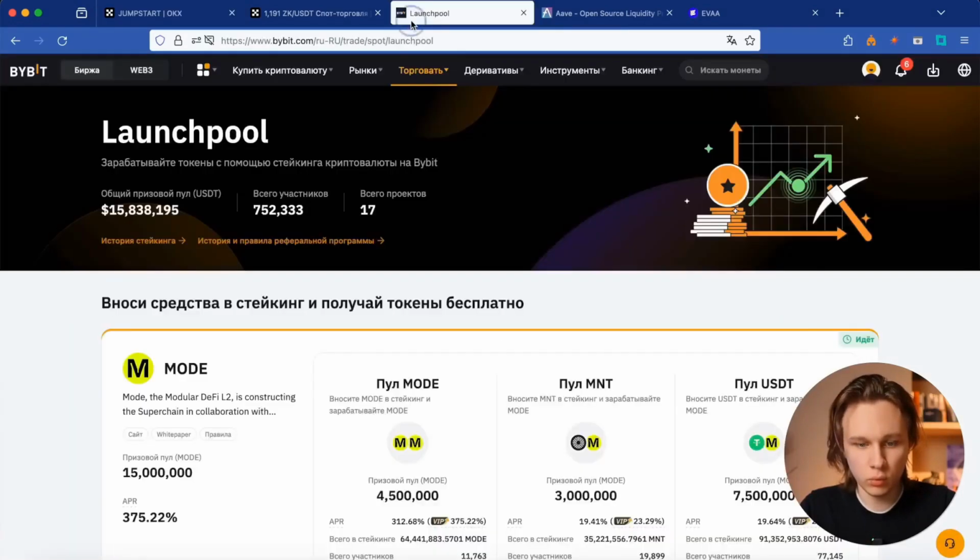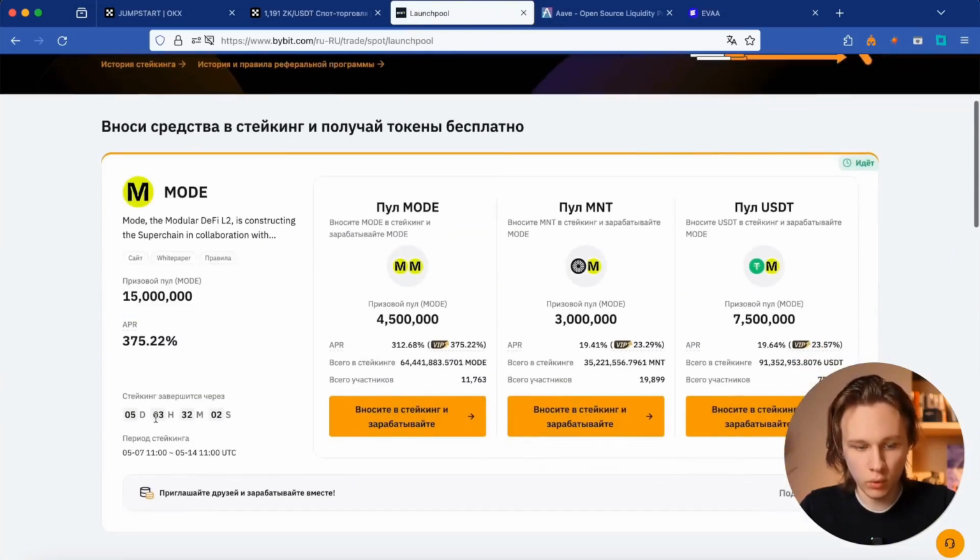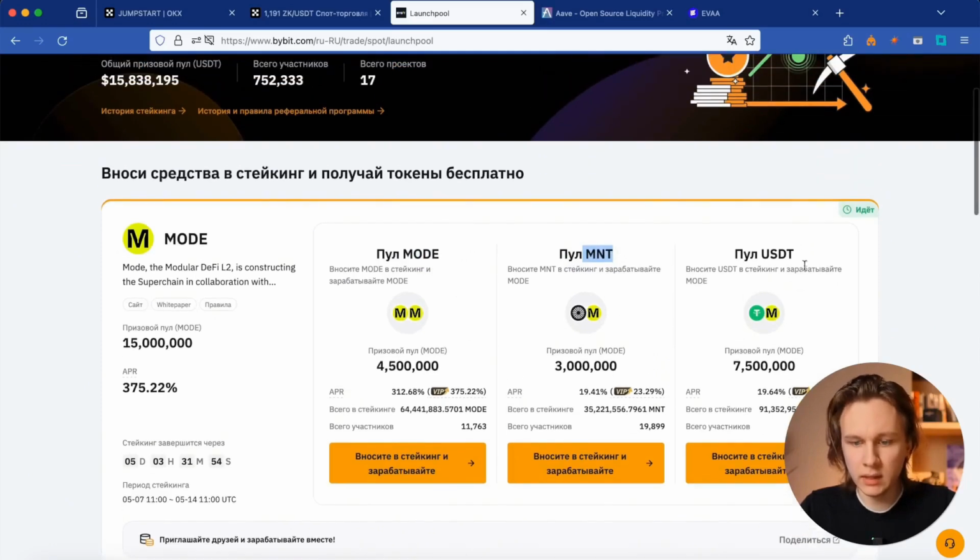The same applies to the launch pool on Bybit. Right now, there is a launch pool for the MOD token where you can deposit the MOD tokens, the MNT tokens from the Mantle network, and USDT.